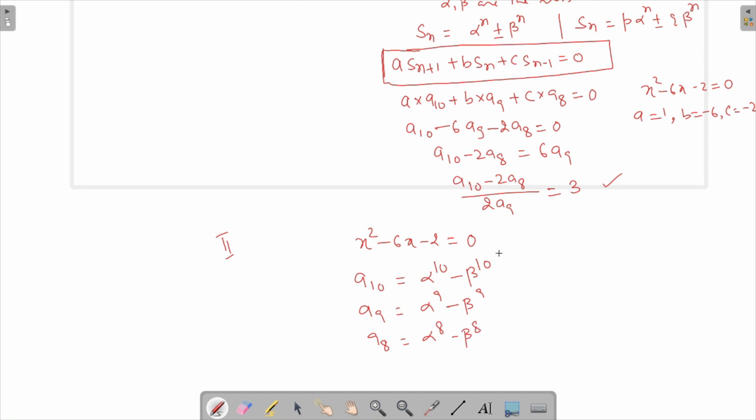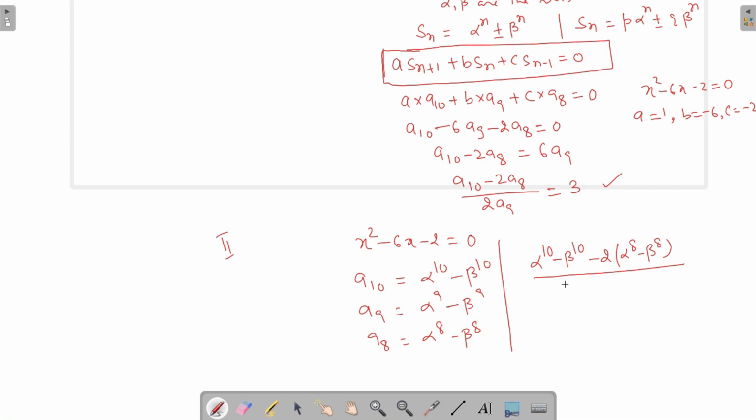What we need to evaluate is A10 minus 2A8. So we'll write down alpha raised to the power 10 minus beta raised to the power 10, minus 2 times A8, which is alpha raised to the power 8 minus beta raised to the power 8, right?